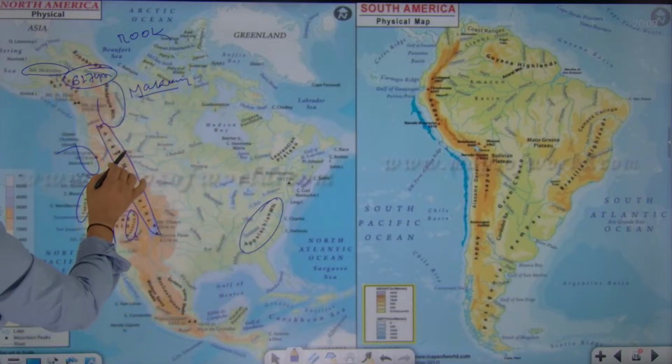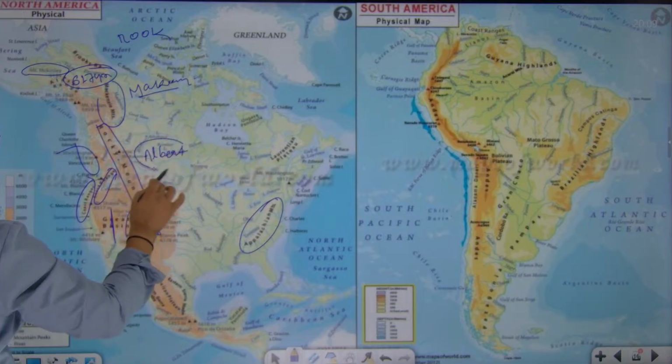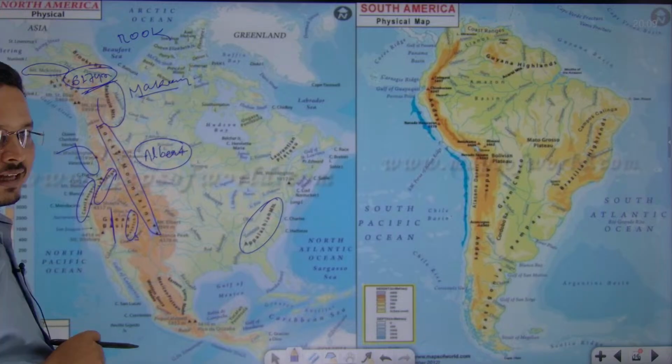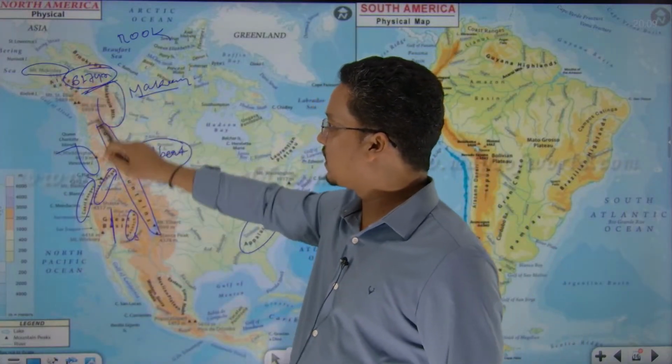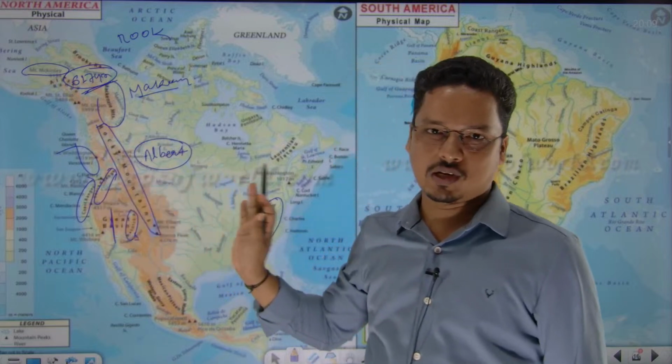But the highest peak of Rockies is Albert. Mount Albert is the highest peak of Rockies. But overall in North America it is Mount Denali or Mount McKinley in the Alaska Range. In the what? Alaska Range. And of all these, Alaska is a fold mountain, Brooks is a fold mountain, but this Sierra Nevada, Cascade, they are block mountains. They're what? Block mountains, you have to remember. Okay. So these are the block mountains.